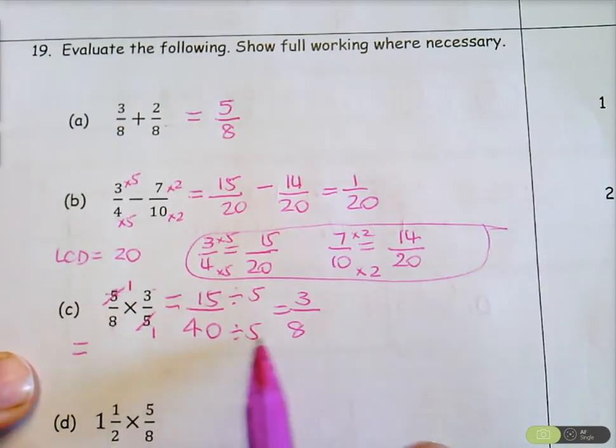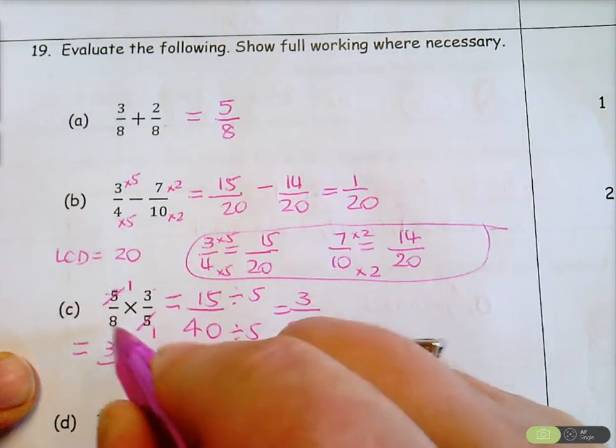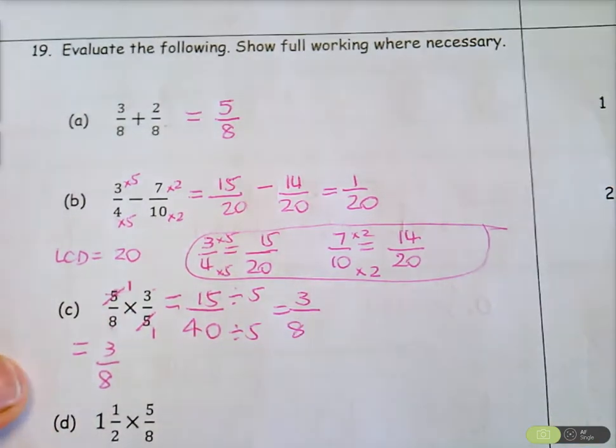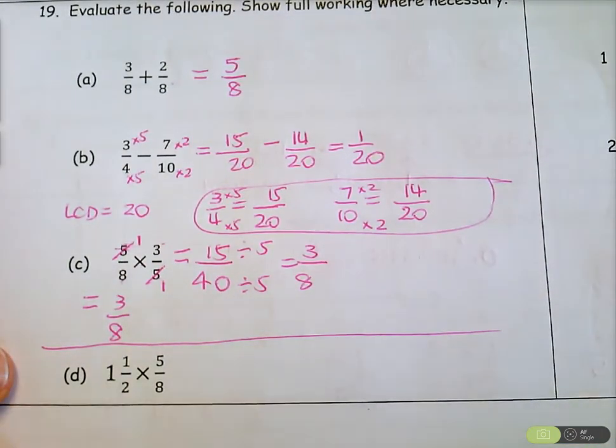So instead of doing it that way there, we could have just done 1 times 3 is 3, and 8 times 1 is 8. So you should always check for cancelling before multiplying fractions.